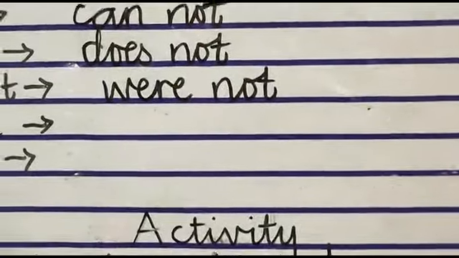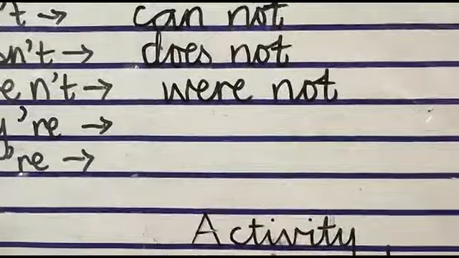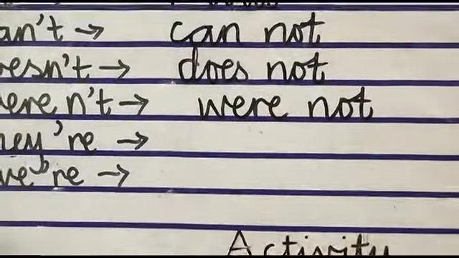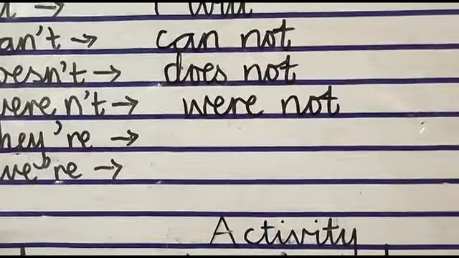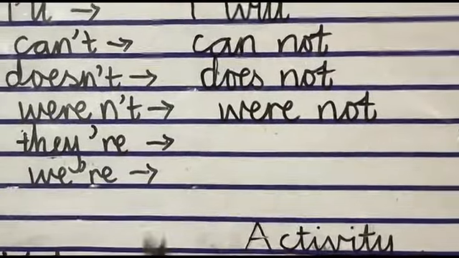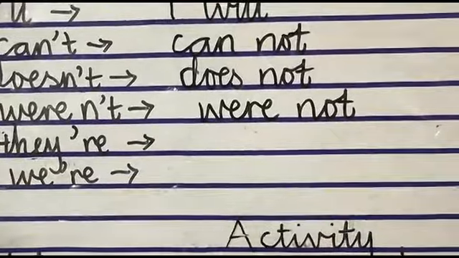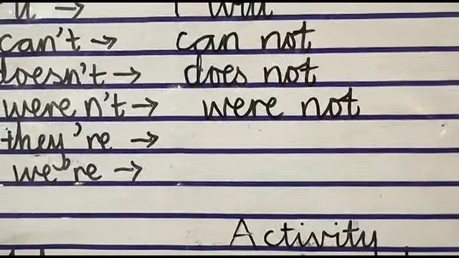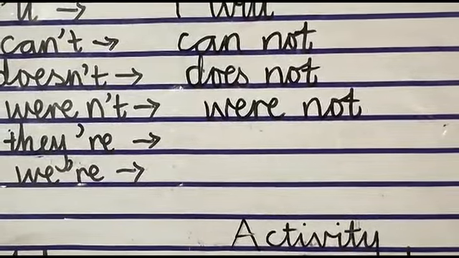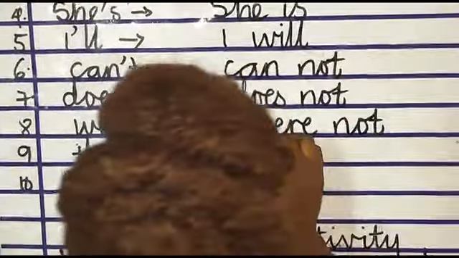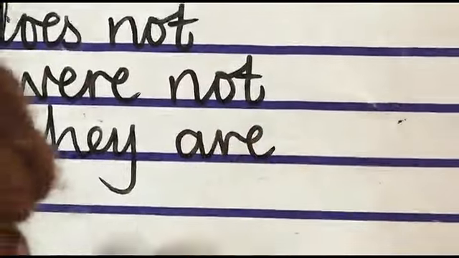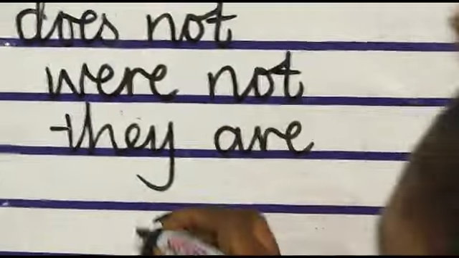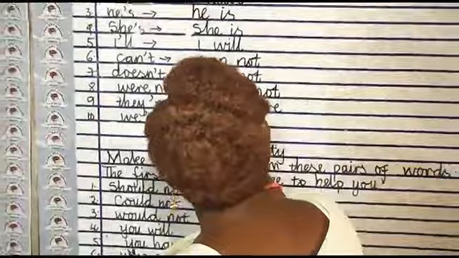For number nine, you have the word they're. Now, what letter was removed? You just need to go through your examples, and I believe you should be able to produce the right answer to number nine and number ten. Number nine, you should have they are. In number ten, you should have we are.